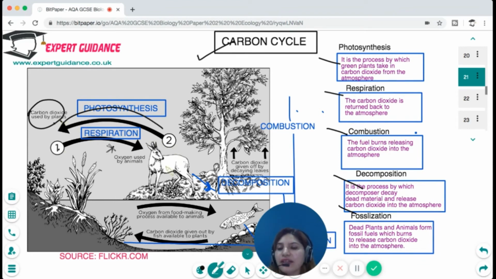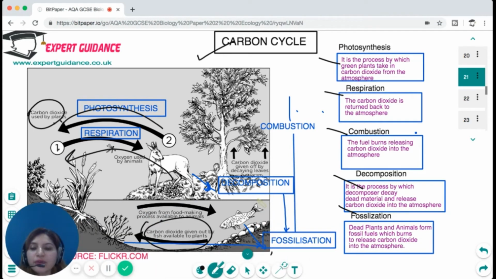Then the plant is eaten by the animals and the decomposers. All of them respire and return the carbon dioxide back. And all of them can die and form fossil fuels. And then when the fossil fuel burns, it again releases carbon dioxide back into the atmosphere. So the first stage is photosynthesis, which is taking away the carbon dioxide. Respiration, combustion, decomposition, and fossilization are giving carbon dioxide back into the atmosphere, and the cycle continues.